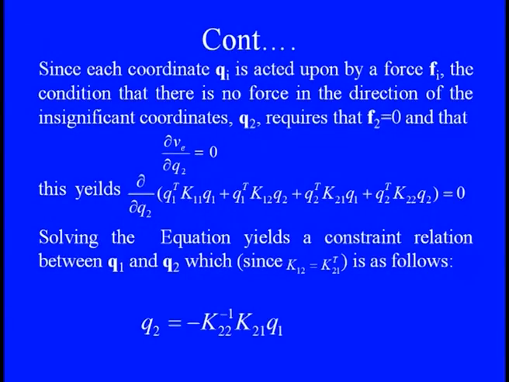So when we do the partition in this particular form, we can get both the potential energy and the kinetic energy in such a way that it can be straightaway configured along with the stiffness matrix and the mass matrices. In this, each coordinate Qi is acted upon by the force Fi, because this is forced vibration, and the condition is that there is no force in the direction of the insignificant coordinate Q2.